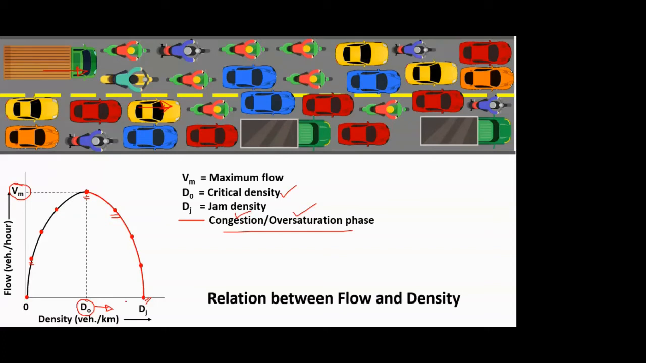Okay. And the maximum density that is achieved, that is the jam density, dj. Okay, so beyond this, no vehicle can be accommodated, and this is the maximum density that can be achieved. Okay, so this is the third relationship between the traffic parameters. The first one was speed versus density, the second one was speed versus flow, and the third is flow versus density.